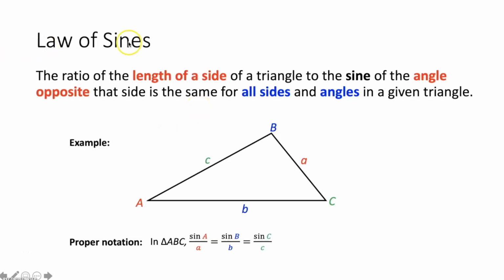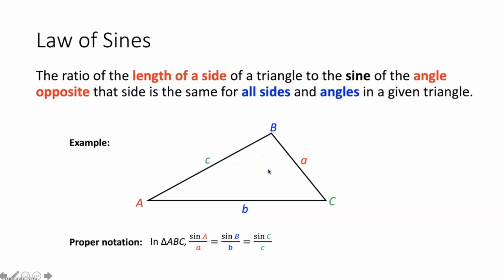First thing we're talking about is the law of sines. That says the ratio of the length of a side of a triangle to the sine of the angle opposite that side is the same for all sides and angles in a given triangle. So the first thing I want you to notice is that this is not a right triangle.